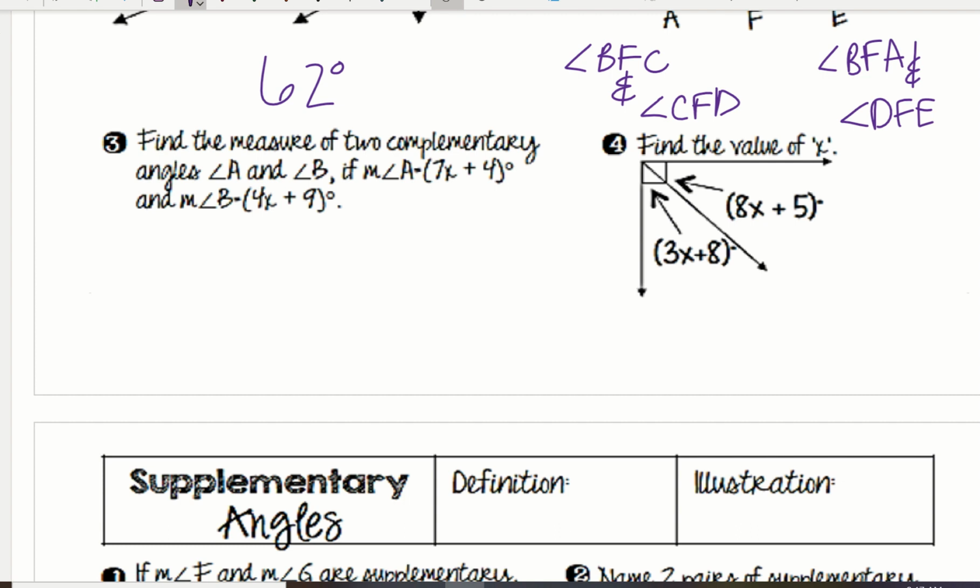8x plus 5 equals 3. You are on the wrong example. Number 3. Oh.